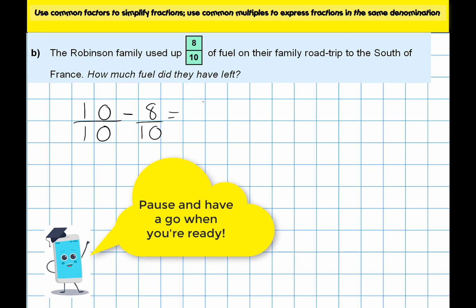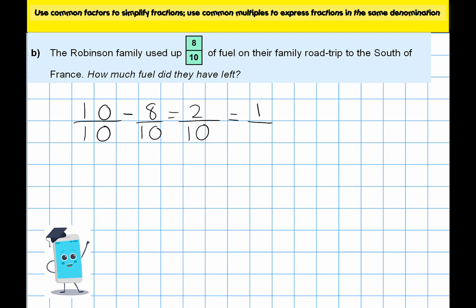Okay, so what have they got left? Well, 10 take away 8 is 2. They have 2/10 of their fuel left, but I need to write that answer in its simplest form. Okay, again, my 2/10, both even numbers, so I can simply just halve the top and the bottom. Half the numerator is 1, half the denominator is 5. I've got 1/5. That cannot be simplified anymore because I've got a 1 as a numerator. I can't reduce that in size anymore. So my answer to that question in its simplest form is 1/5.